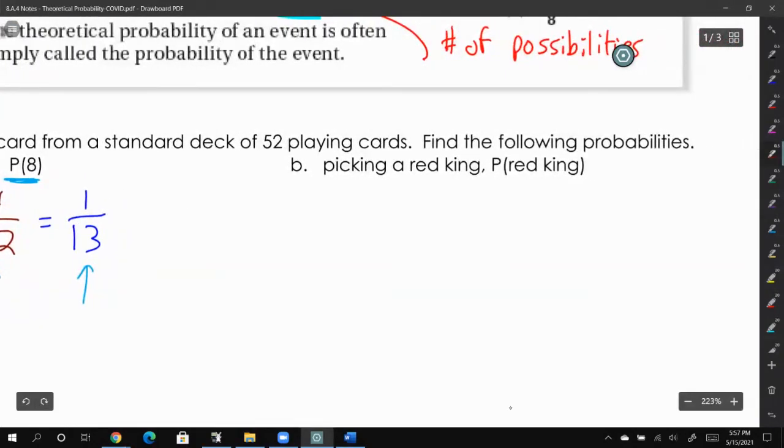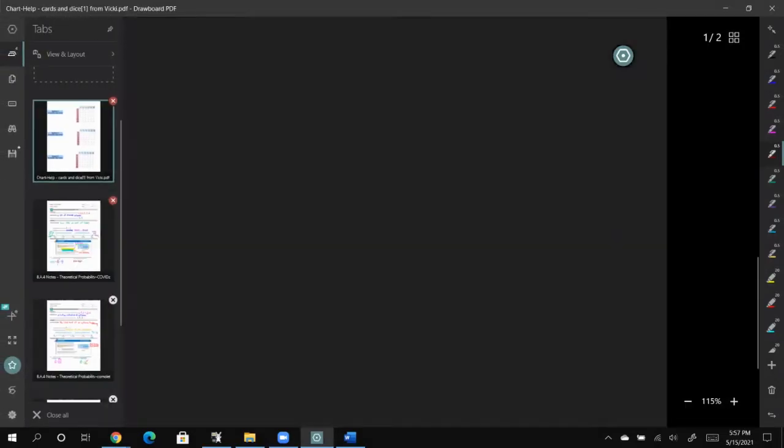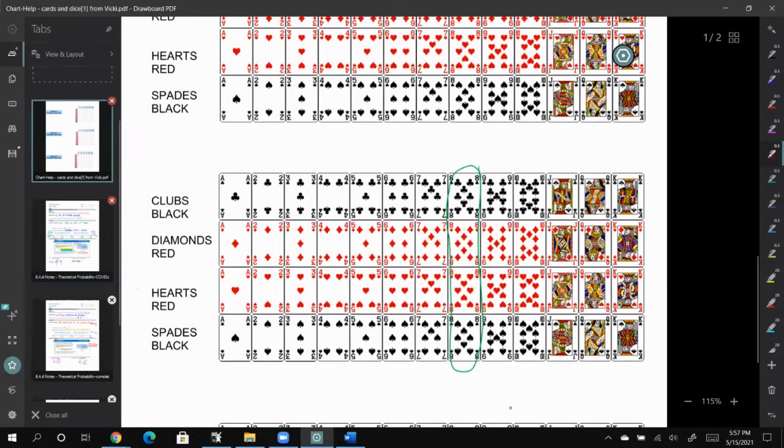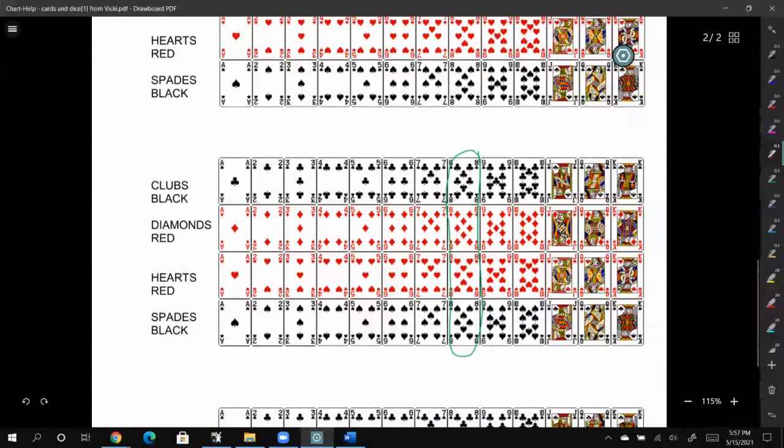So letter B says probability of picking a red king. So probability of a red king. So let's go back to our sheet over here and see, okay, where are the red kings?